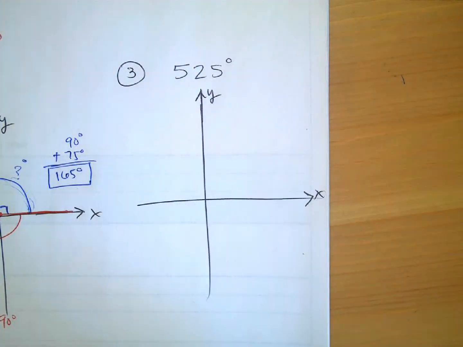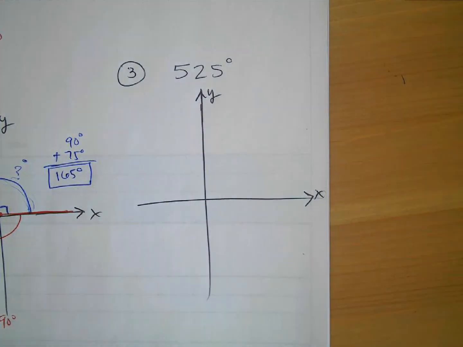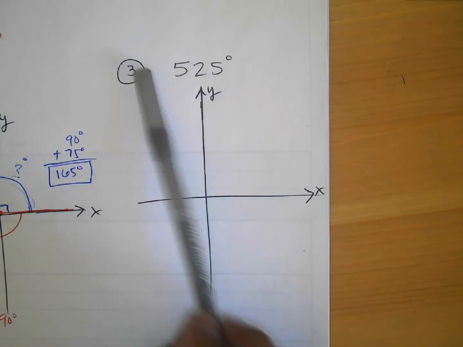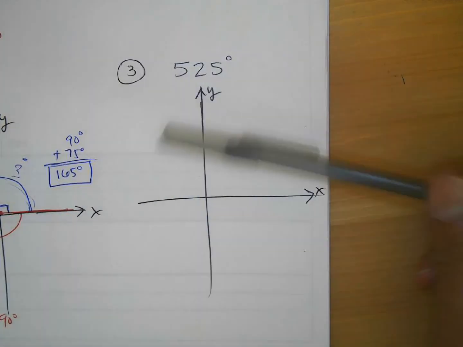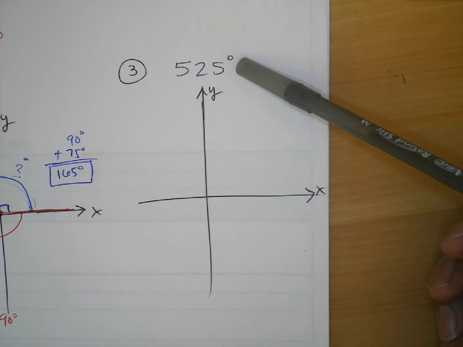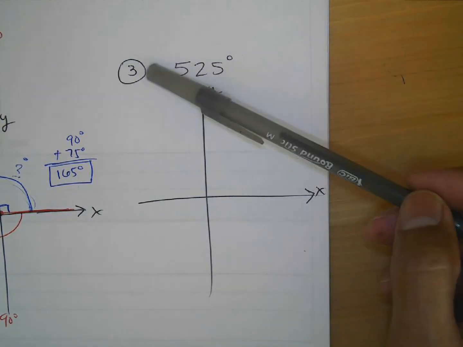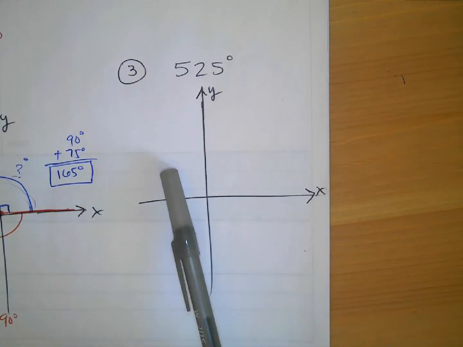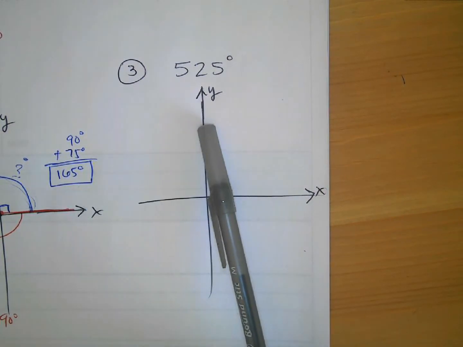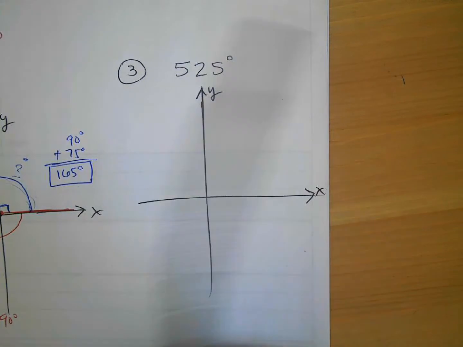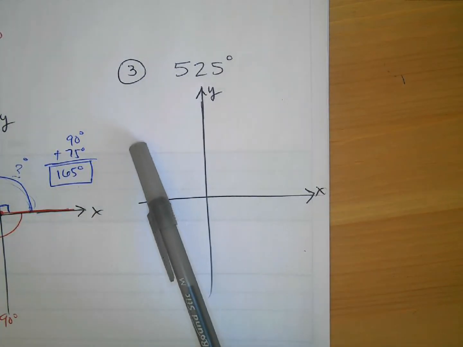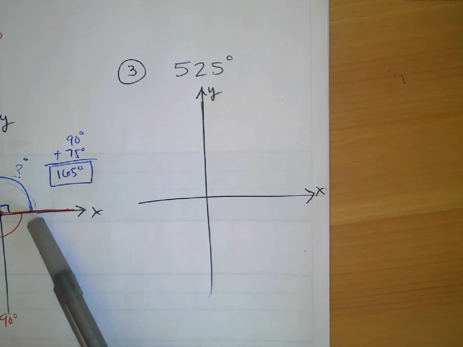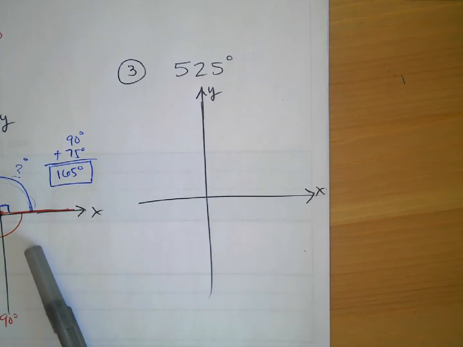Here's my y-axis. Now, if you see any angles that are greater than 360, whether it's positive, like in this case, it's positive 525, or if it's a negative angle, you know that it's gone around twice, or more than twice. It's gone around more than once. So we don't have to keep going in a bunch of circles. We just have to get the first one. The first one that's the positive coterminal, and the first one that's the negative coterminal.